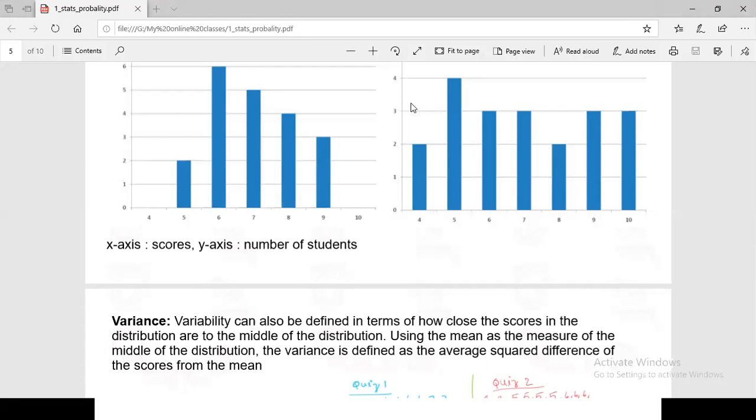Already in the last class I gave that example. When the same data points are there, that has less range, and also less variance. When more different data points are there, that has more range, and more variance between the points.